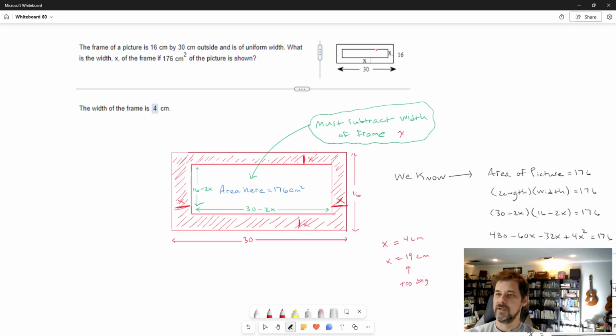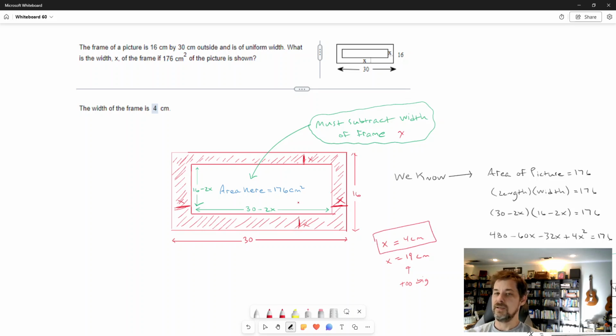If you tried to measure this frame out and make this 30 and this 16 and this 19, it would like collapse in on itself. And the frame would be so wide that there would be no picture on the inside of it. Okay, now 4 is possible. You can take 16 minus 8. Yeah, okay, that would make this 8. And you can take 30 minus 8, and that would make this 22, and so on. And that's entirely possible. All right, so that's why our answer is 4.